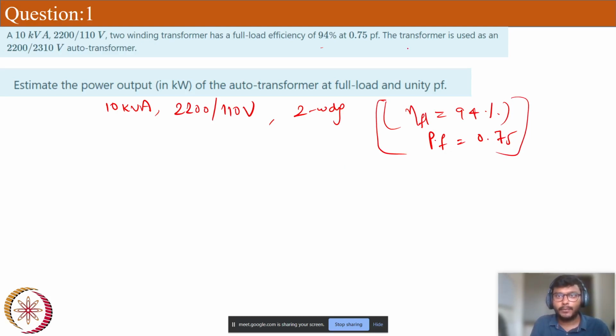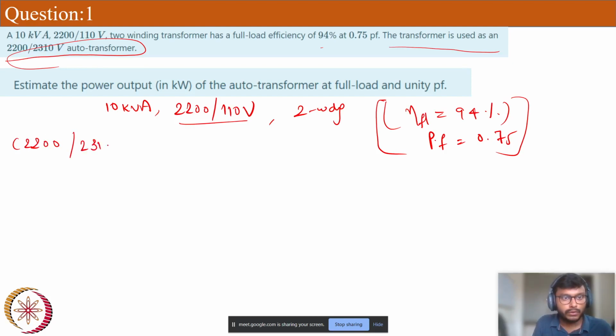Now, this is the important thing. The transformer is used as a 2200 by 2310 auto transformer. Now, we have 2200 by 110 volts, and we are using this as a 2200 by 2310 volt transformer.